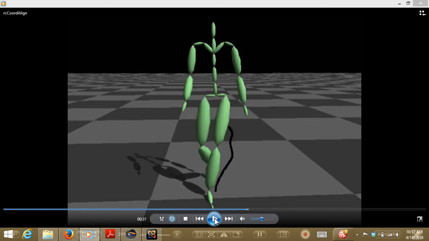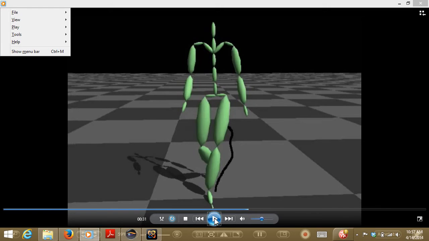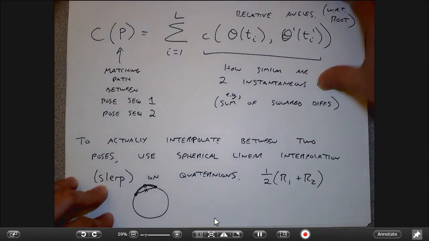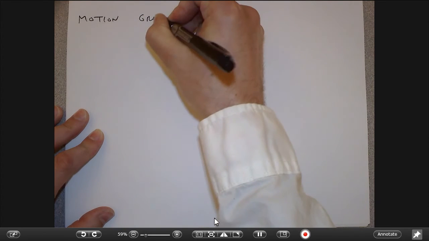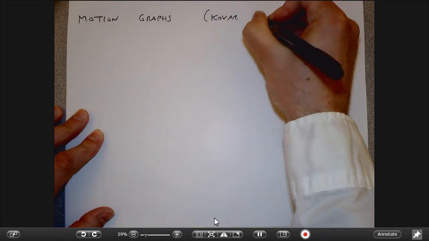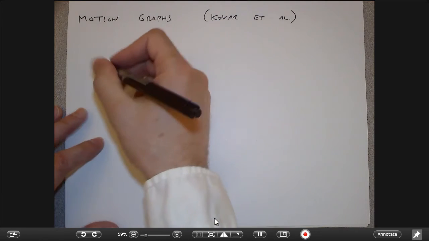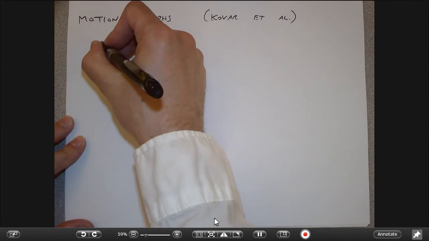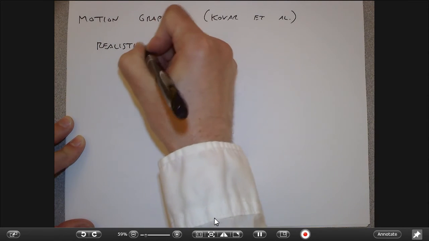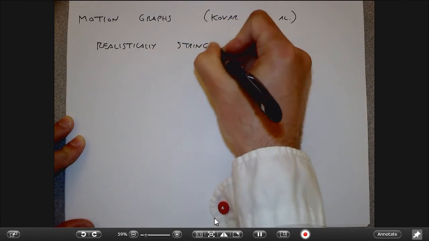Okay, so let me talk a little bit about this notion of path editing. Well, okay, before I talk about path editing, let me talk about motion graphs. Again, this is from Kovar et al. The idea here is that I've got all this motion capture data that I've collected. Now I want to find the best ways to string them together in as realistic a way as possible, so this is realistically stringing together motions from a library.